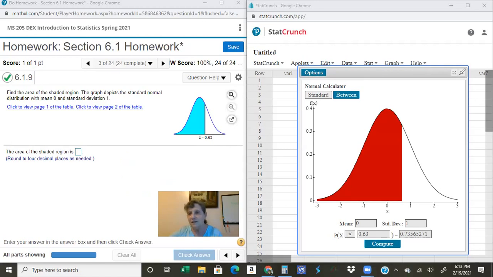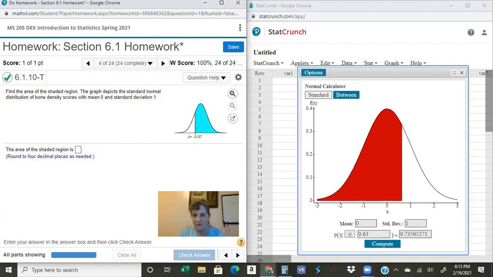So let's clear these and look at a couple more. Now, I'm not even going to close this because I can probably use this on multiple problems in here. This one has a negative z-score, and they want us to find the area to the right of that. So the mean is still 0, standard deviation is 1. That'll be true for this entire section, but not the next. But my z-score, I want to go to the right.